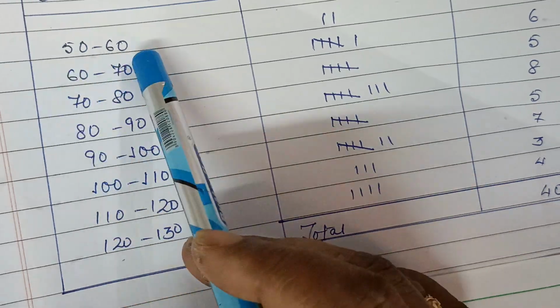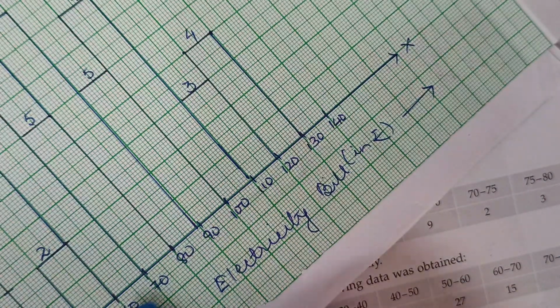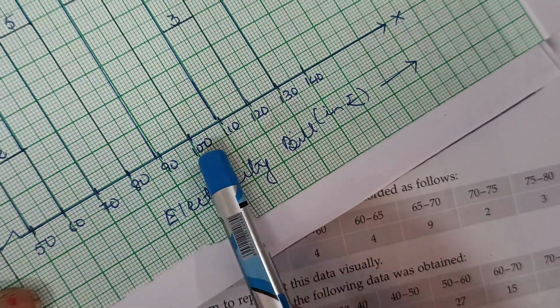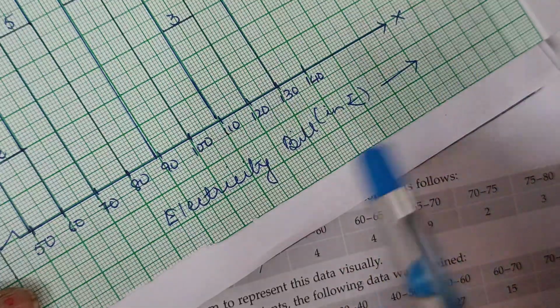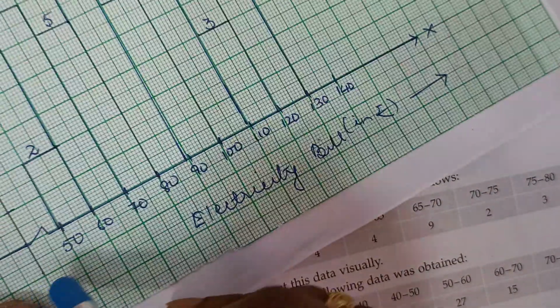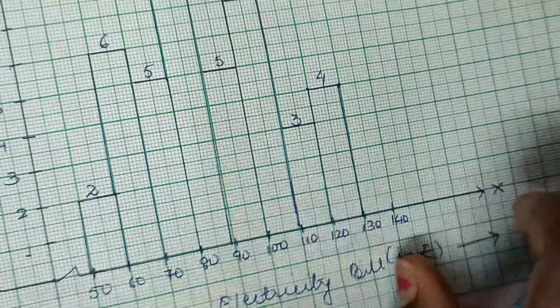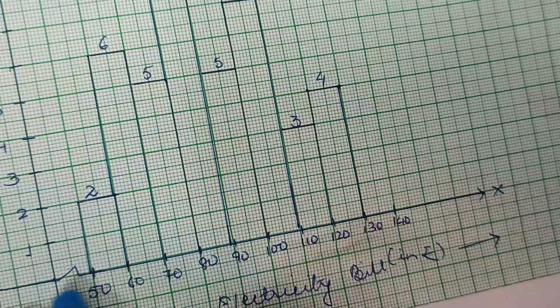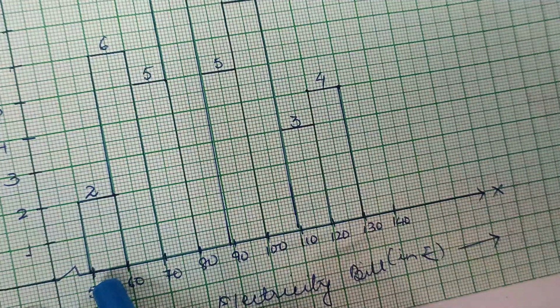Then we write the intervals which you have got, 50 to 60, 60 to 70 like this. Here you will not write 50 to 60; you will write 50, 60, 70, 80, 90, 100, 110, 120, 130 and so on. Now I have made a break over here. That is called a kink. This shows that from here to here we are not writing 1 to 50. Directly we are writing 50.